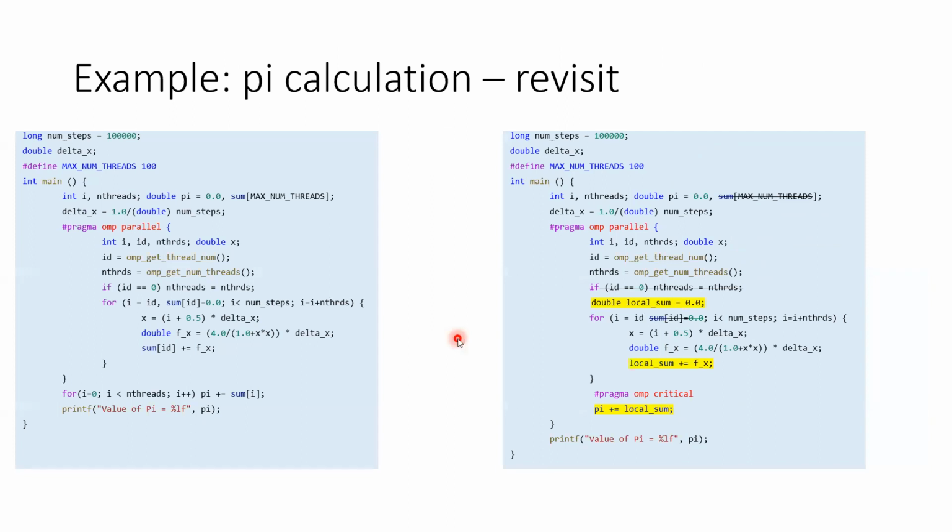Okay. So now I'm revisiting the example of pi calculation with atomics or with a critical section. We don't need this array. We don't need to maintain the total number of threads by keeping thread ID 0 and so on. We just need to maintain the local variable.